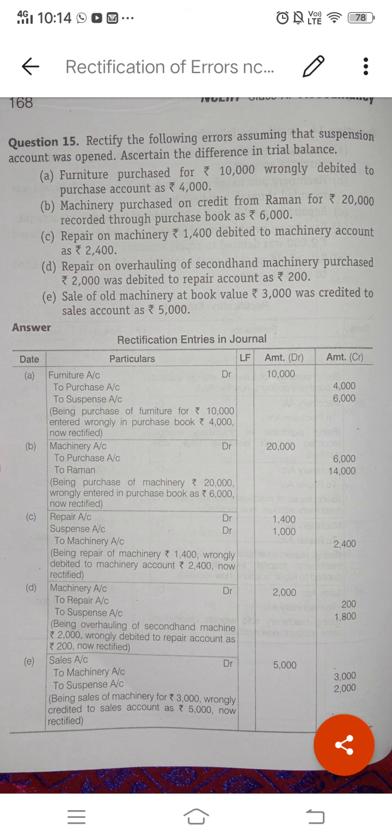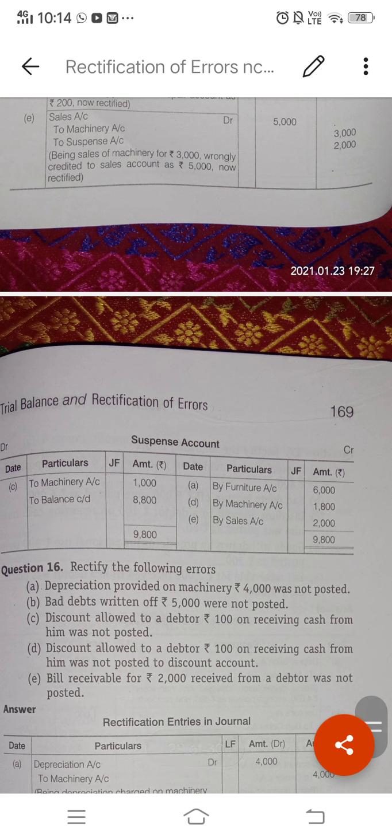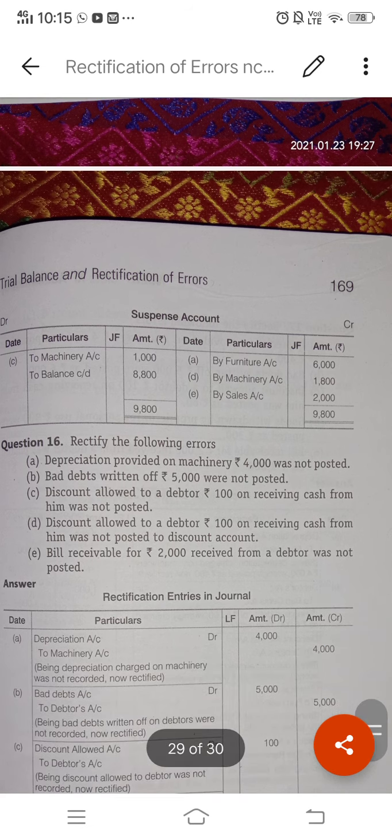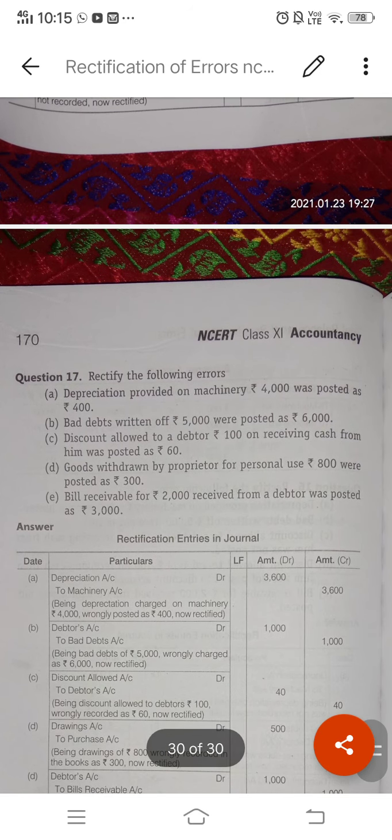Okay. So after writing the journal entry, it's very easy to prepare the suspense account. Post the entry to the suspense account and find the balance amount. So try to do the sums. If you are having any doubt, I will rectify the errors.